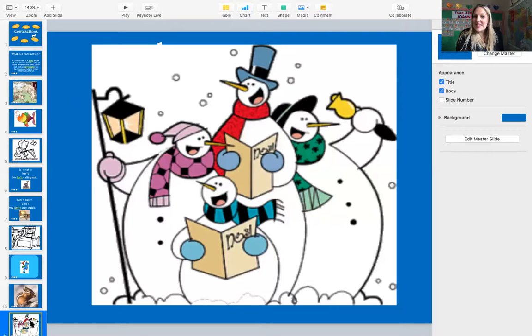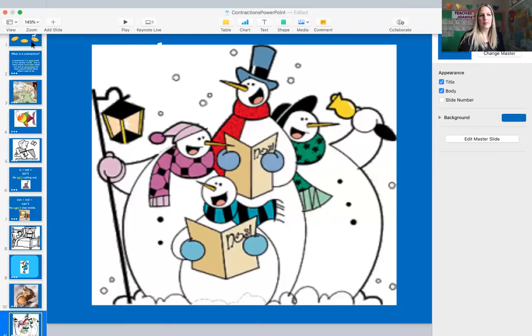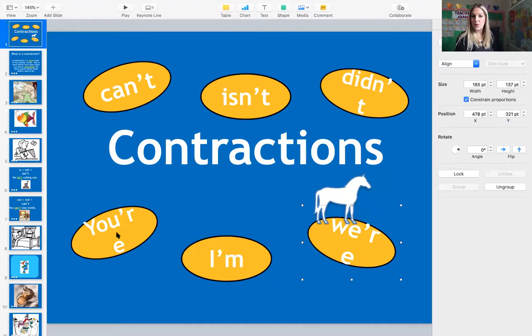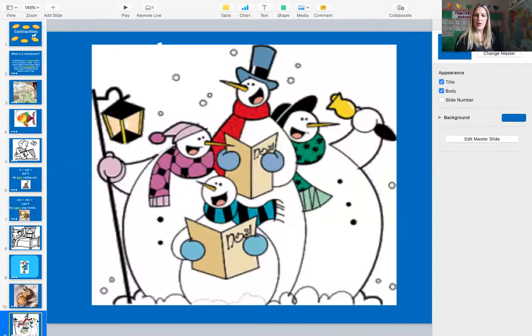What do you see in this picture? Think in your head and see if you can come up with a sentence and replace the two small words with a contraction. Cannot, is not, did not, you are, I am, we are. So the snowman might say, we are so happy. We are. What is the contraction for we are?